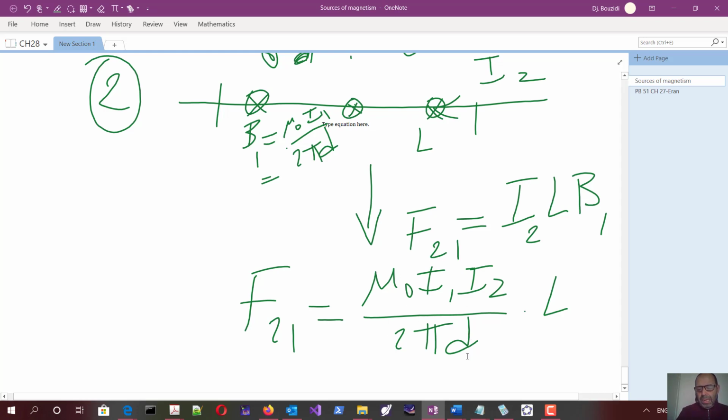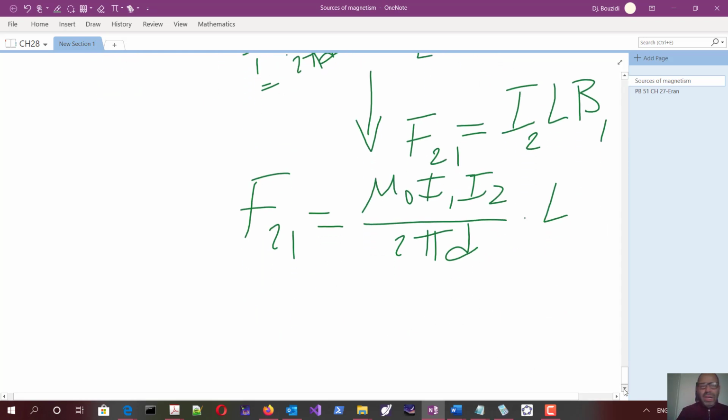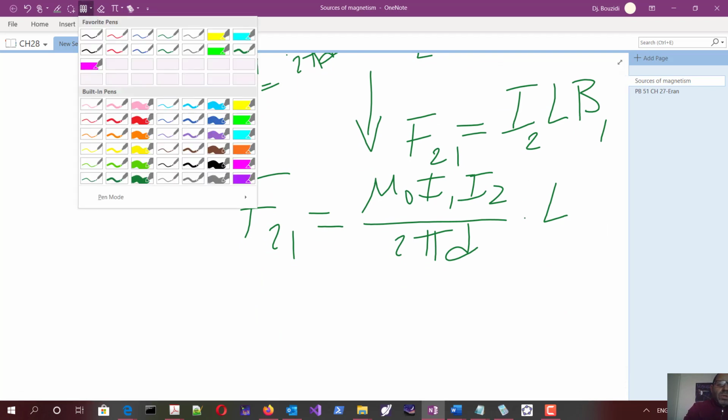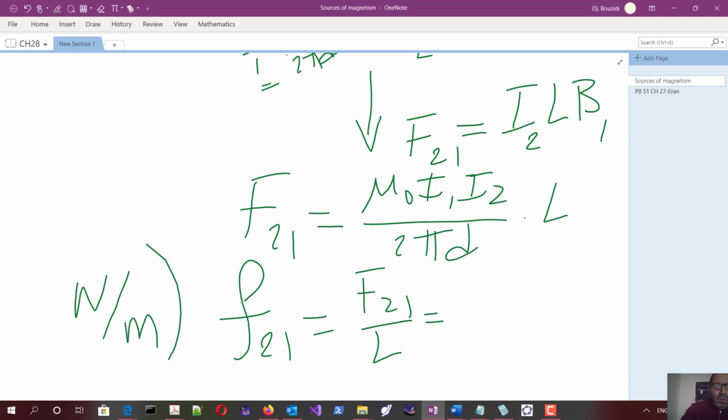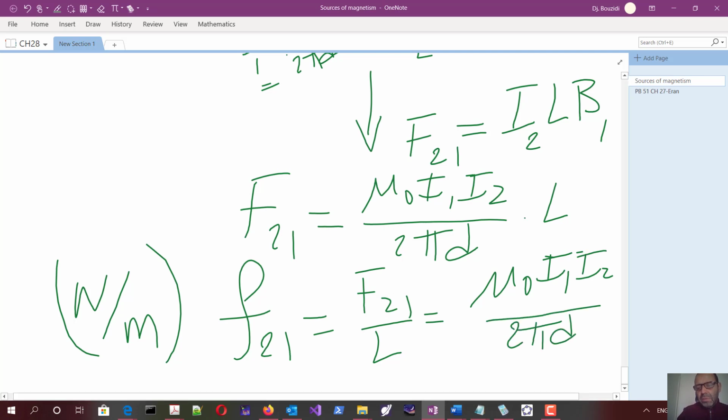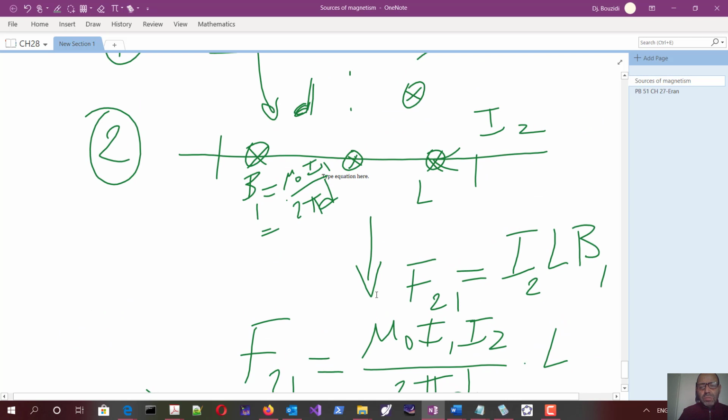So in this case, we define something called the force per unit length, which I'm going to label F2 on 1, which is just the force divided by the length. So the unit for this is going to be newton per meter. How many newtons? What's the strength of this force for every single meter? Basically, that's what that is. So it's going to be mu naught, the product of the two currents, divided by 2 pi times the distance between them. And it's clear that this force is a repulsive force because it's pointing away from the two wires.